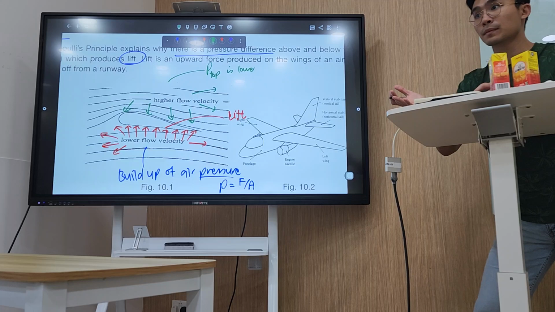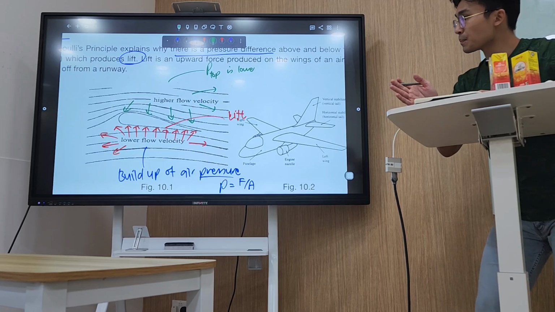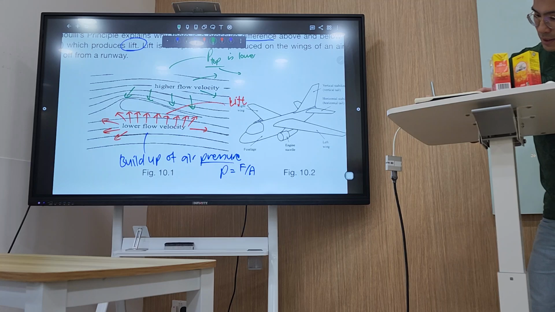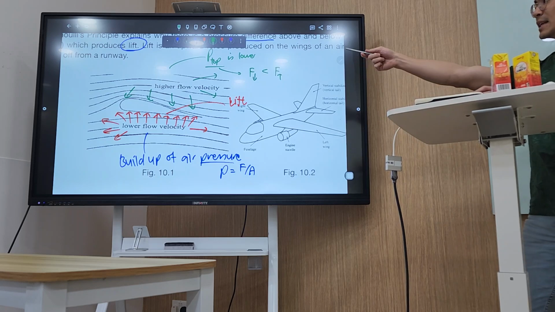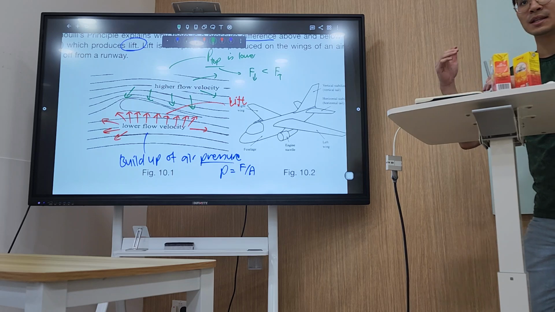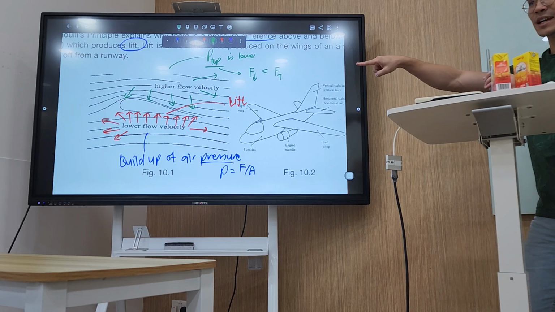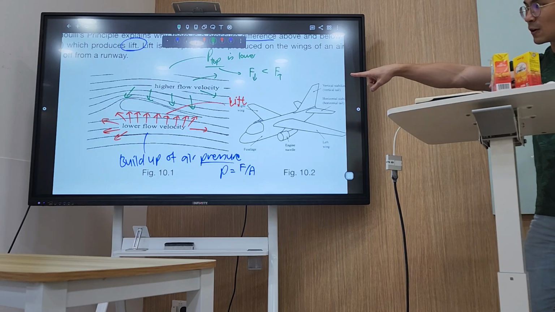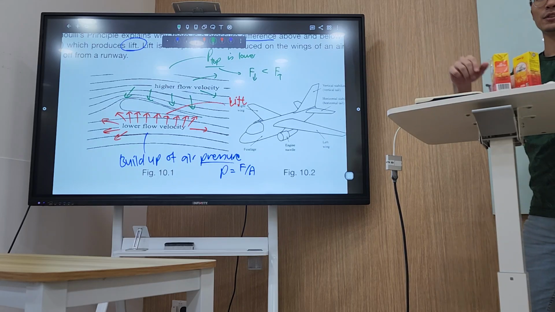Okay, so when this happens, if pressure on top is lower, that also means that your force acting downwards is less than your force acting upwards. There's less green than red. So it is this difference in pressure that generates a difference in force. And when your upward force becomes big enough, your plane will lift off.